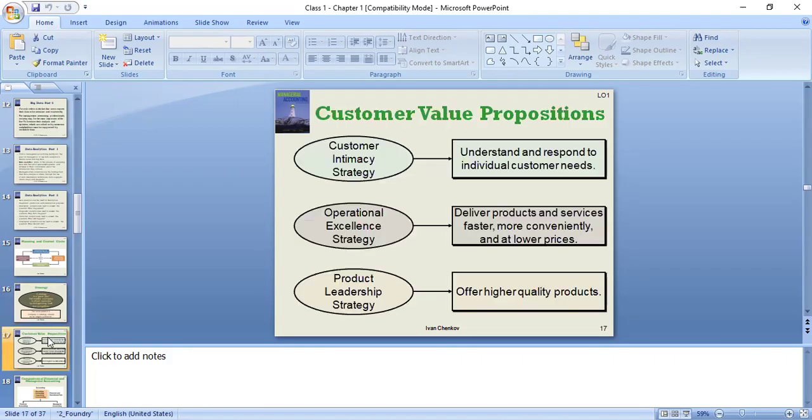Now, what will be the strategy? One of the possible strategies is to understand and respond to the individual customer needs. So you don't have to get intimate with the customers, but technically, yes, you have to get intimate with the customers. A perfect example of this strategy will be your favorite search engine, Google. Because believe it or not, Google knows everything about us.